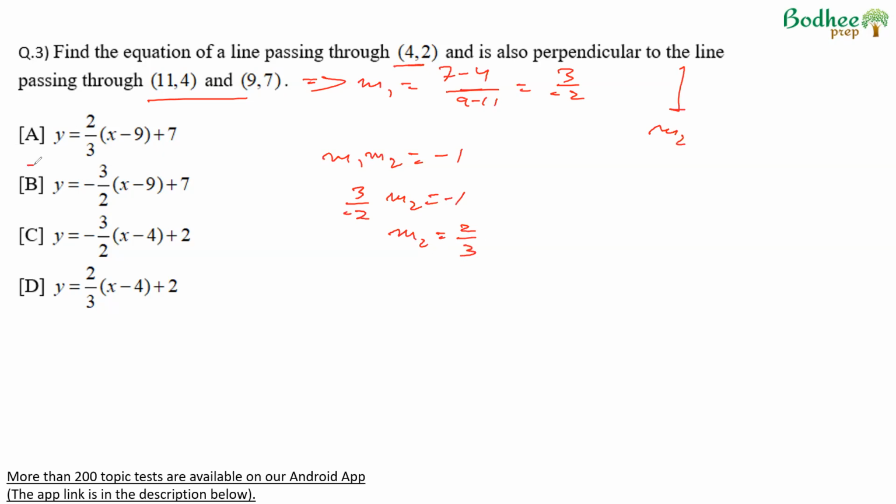Now if you look at the options, this is 2 by 3. This here slope is -3 by 2. Here slope is -3 by 2. This is 2 by 3. So either option A or option B, one of them is the answer. It further says the equation should pass through (4, 2).